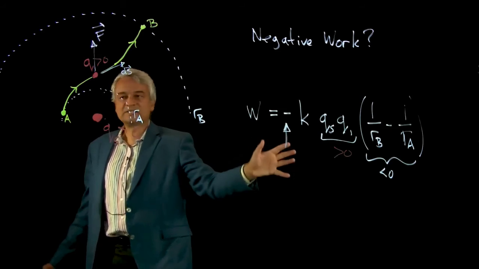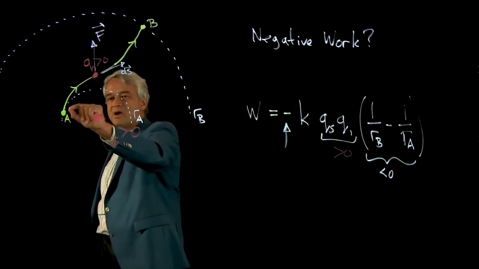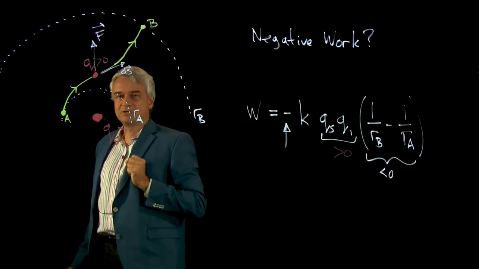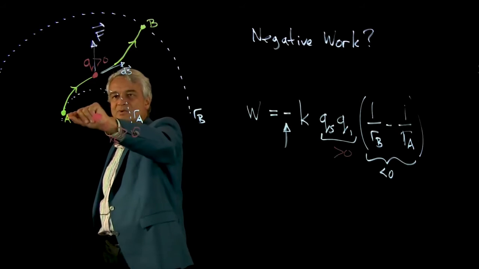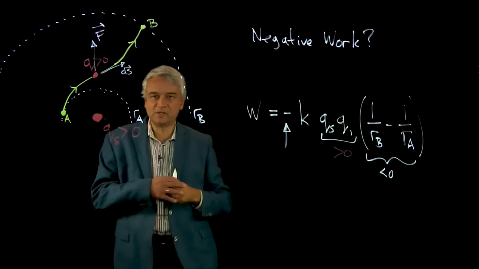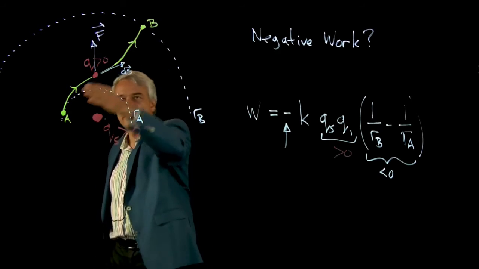So when the work is positive, that means that if I start with a charged particle at rest and there's no external agency controlling its speed, I just see what happens. It's going to accelerate. It will gain kinetic energy. So the electric field is doing work. The particle is gaining kinetic energy.